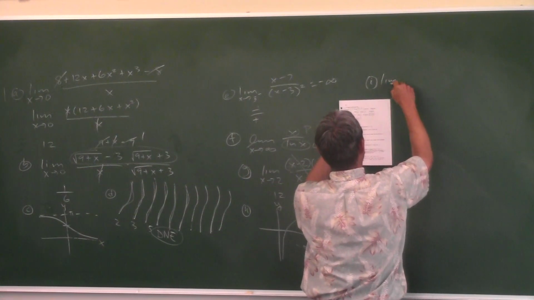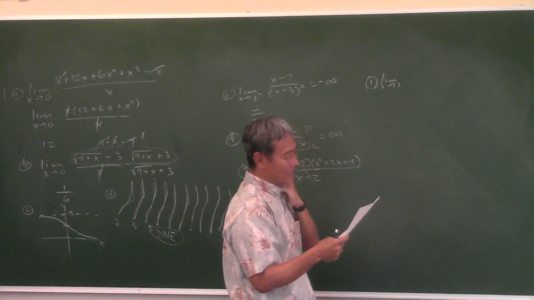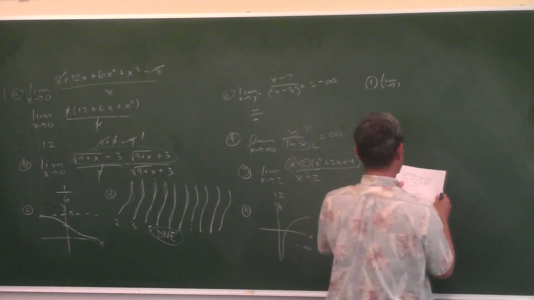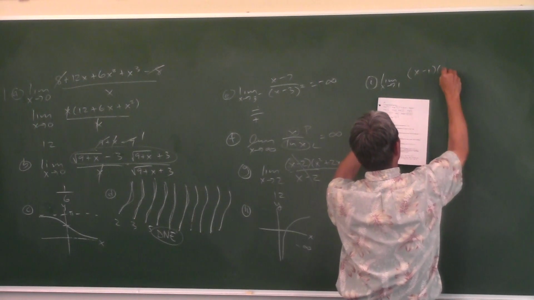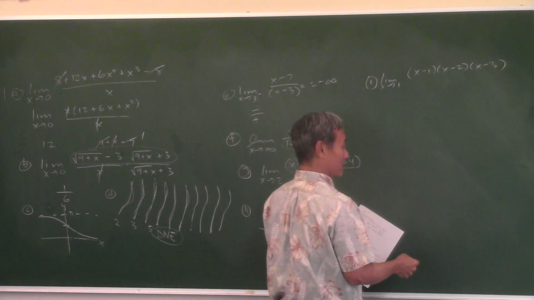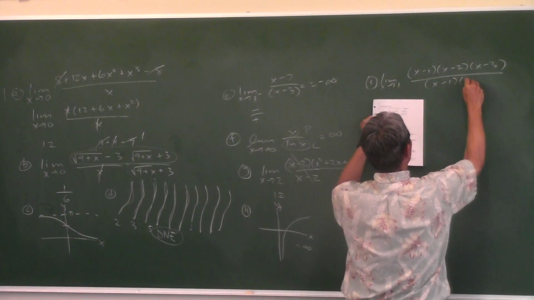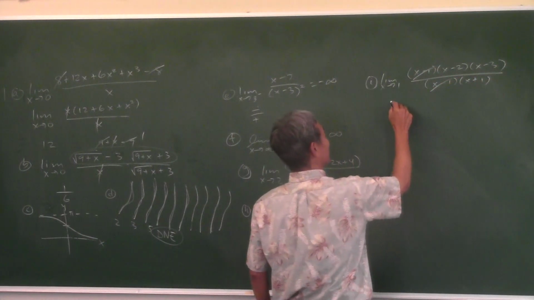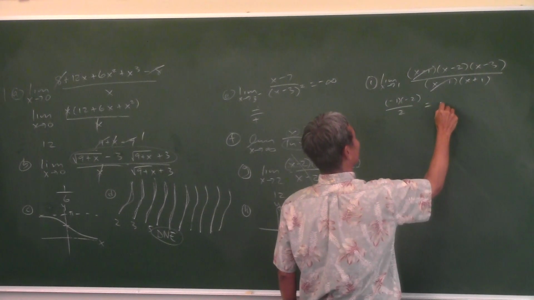I, limit as x approaches 1. Okay, now I'm not going to write this down. But if I plug in 1, you get 0 over 0. So that means you need to simplify. Now, just to save time, did you guys synthetically divide the top? Yeah. And what did you get on the top? x minus 1, x minus 2, x minus 3. All over x minus 1, x plus 1. And then, now can I plug in 1 and get something? Yes. Negative 1 times negative 2 all over 2, which is equal to 1.